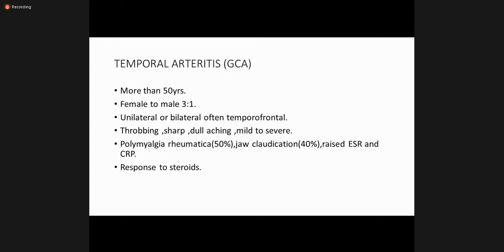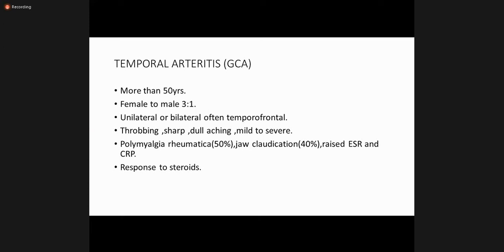Another type of headache which we encounter in our clinical practice is giant cell arthritis or temporal arteritis. Basically, this is also a cause of secondary headache, and here most often we have seen these headaches in patients of more than 50 years, and temporal arteritis is predominantly seen in females compared to males. There is association of unilateral or bilateral headaches, sometimes often temporofrontal.